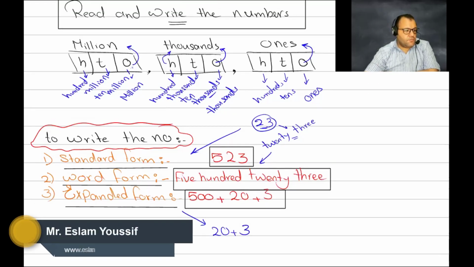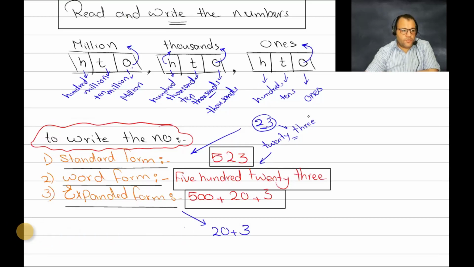Which part? The first part? The second part? What is at ones and thousands and millions? That is the place value of each digit. Ones is the place value of the digit. This place is called ones, this place is called tens, this place is called hundreds. That's all. Is it clear now? Yeah. Okay.